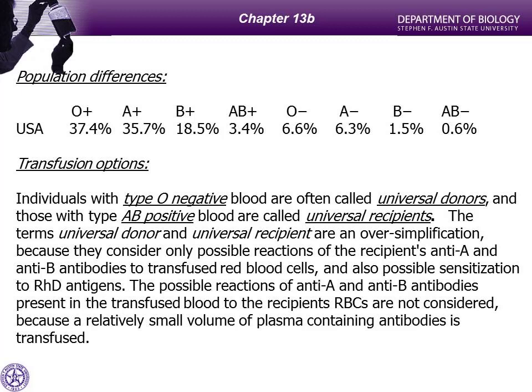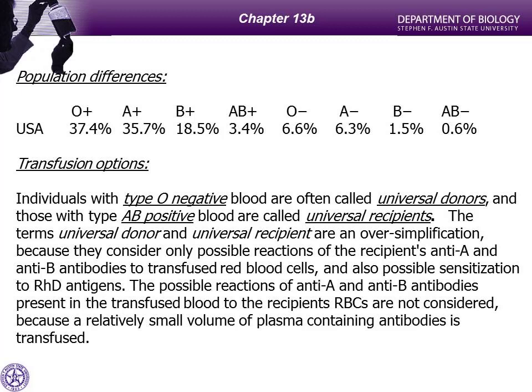So I guess in our selfish society, it would be much better to be the universal recipient, which are going to be our AB positive individuals. Because if you're AB positive, you have no antibodies, nor do you have the capacity to produce any antibodies against any antigen. So you can take blood cells from anybody.